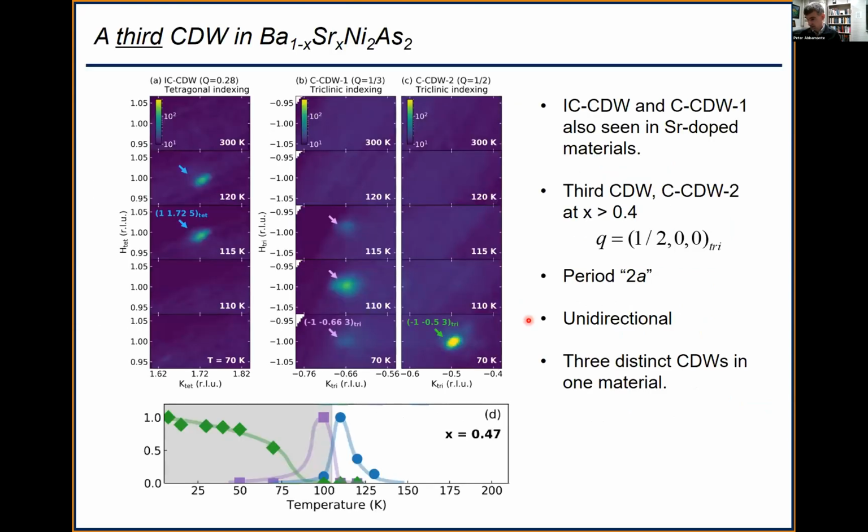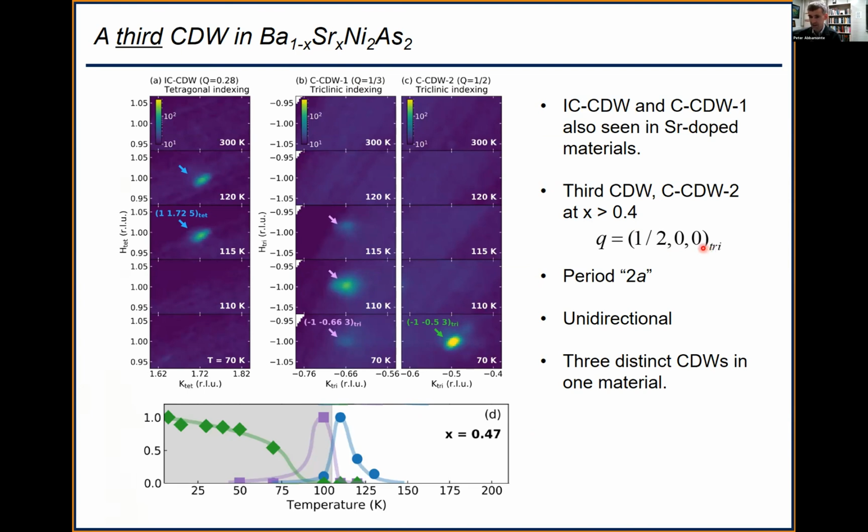And here's the result. At low values of x, everything is the same. At x equals 0, it's the same material. At very small values of x, there's an incommensurate phase, and there's a commensurate phase. The commensurate phase has wave vector 1/3. But as you continue to dope, something very surprising happens. At x greater than about a quarter, a third charge density wave appears. It has a wave vector of 1/2, so it's (1/2, 0, 0) in triclinic units.